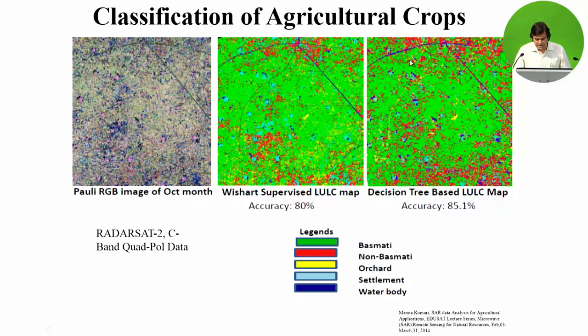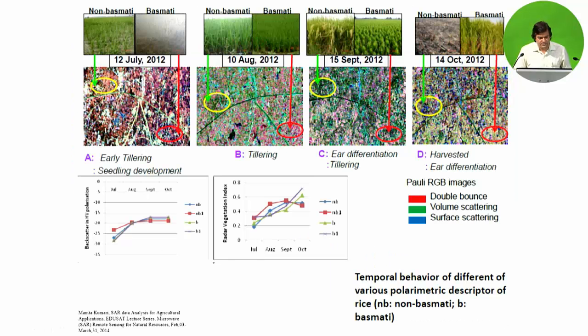Similarly in the third image particularly, another classification approach, a decision tree based classification approach, was implemented, which showed high accuracy in comparison to the Wishart supervised classification. So here accuracy was achieved at 85.1%. So here also we are able to clearly distinguish basmati and non-basmati crops, paddy crops.